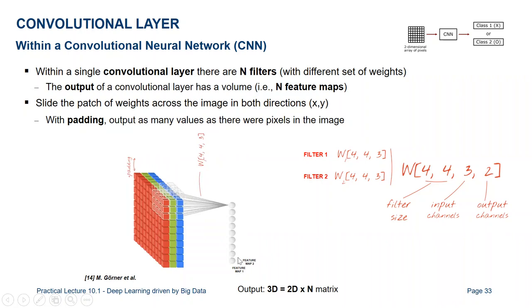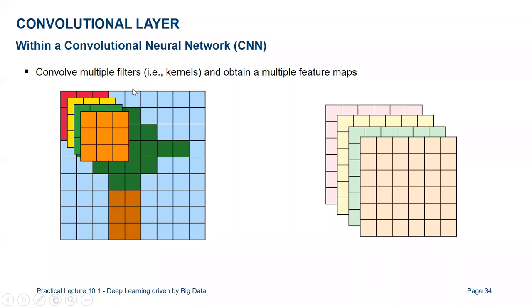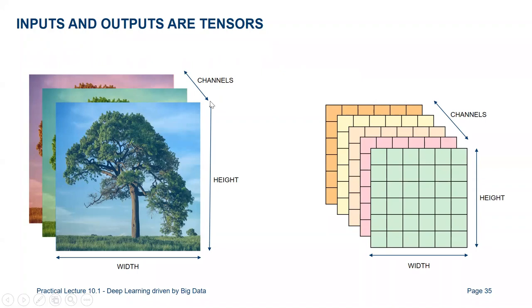Right, so to make it more clear: if you have a convolutional layer, what you do is convolve multiple filters, or kernels, to obtain multiple feature maps. At the end you get a certain number of feature maps. The input is the image channels, like RGB, but in remote sensing, in our domain, we actually have more channels, and the output is still a list of features, a list of bands of images.